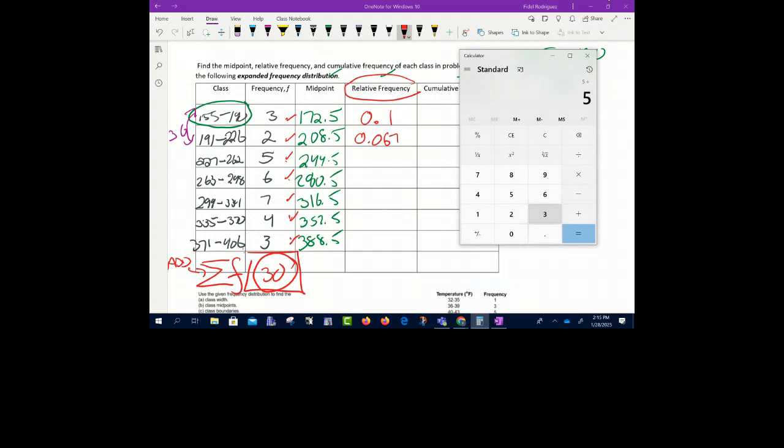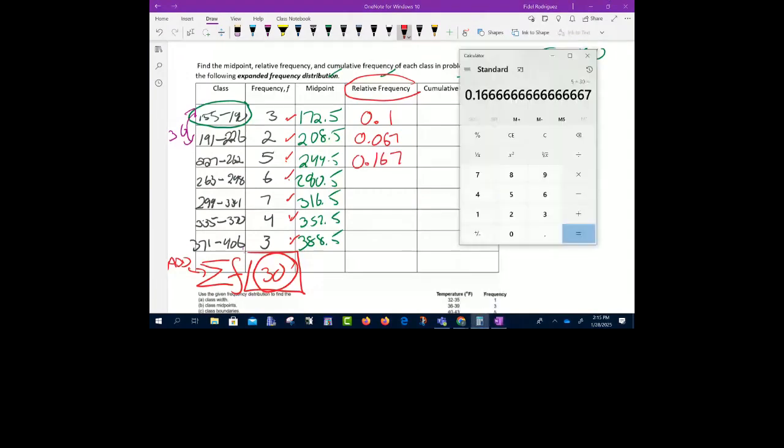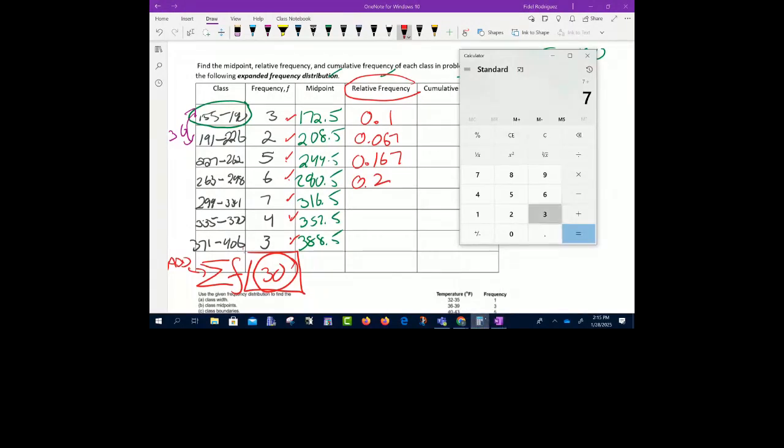Okay, let's do the next one. 5 divided by 30 is 0.167. Right? 6 divided by 30 is 0.2. Okay. 7 divided by 30 is 0.233. Okay. 4 divided by 30 is 0.133. And 3 divided by 30 again. Oh, look, we did that the first time. That's 0.1, right? I don't have to do it again.